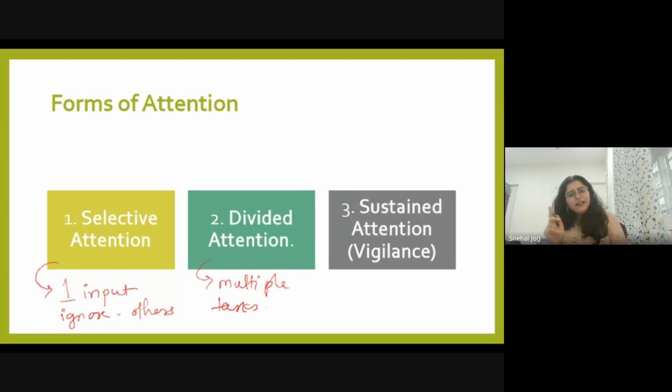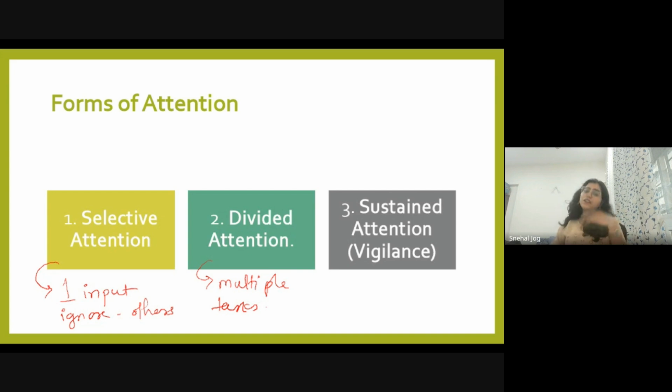However, we still end up doing a lot of tasks at the same time. Then how is it that we do that? For example, if I'm listening to music, I'll still be able to fold clothes. If I'm listening to music, I'll still be able to cook. Why is that so? Because in this case, at least one task is less demanding. Listening to music is not demanding at all.